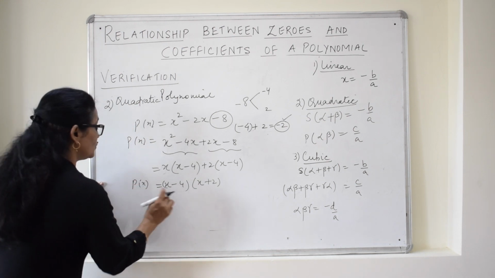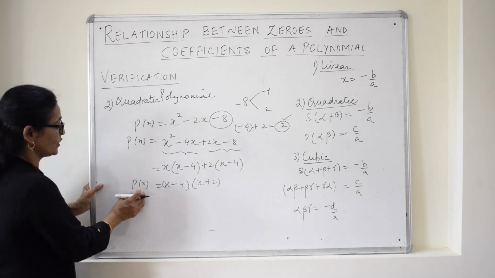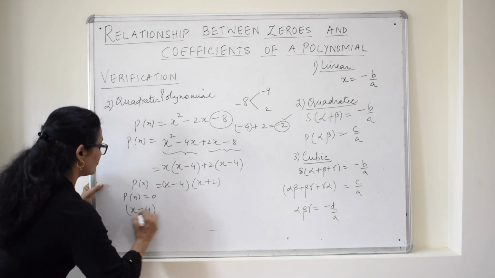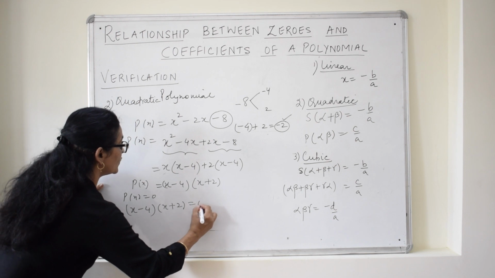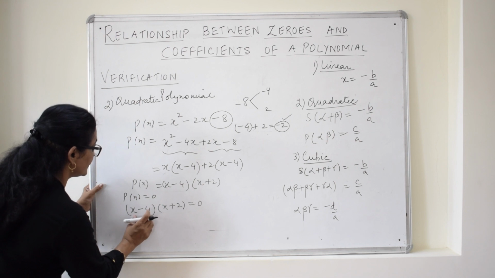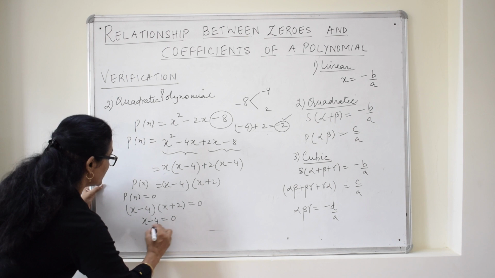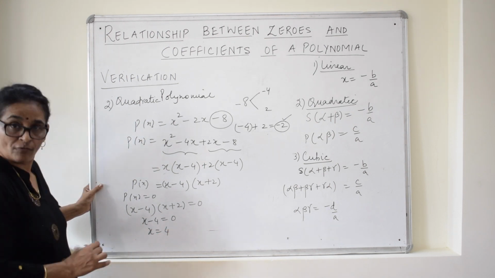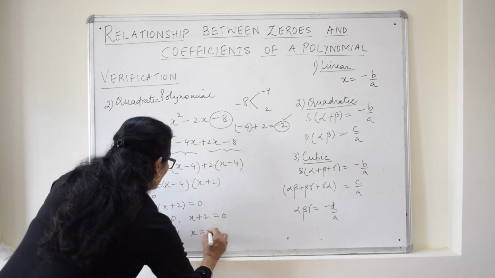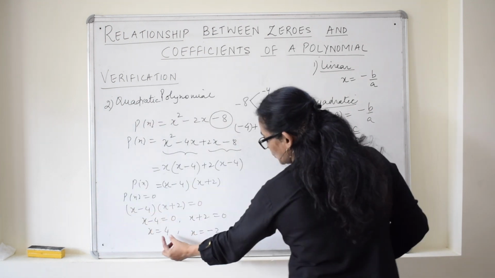Now for the two zeros, when you get the factors, we will make this a polynomial equation. So p of x is equal to 0. So x minus 4 into x plus 2 is equal to 0 will give us the two zeros of this polynomial. So either this is equal to 0 or this is equal to 0. When x minus 4 is 0, the value of x is 4. And when x plus 2 is 0, the value of x is minus 2. So by these factors we have got the two zeros.